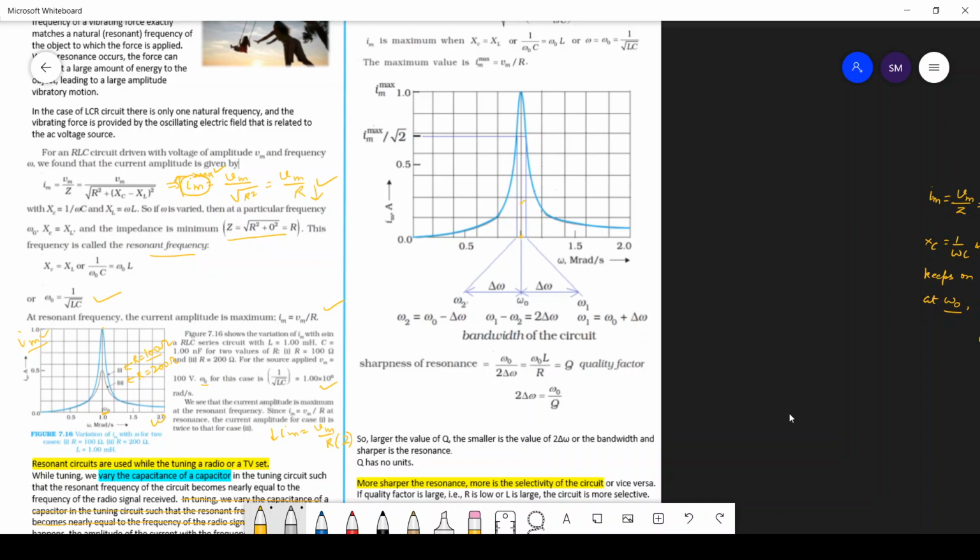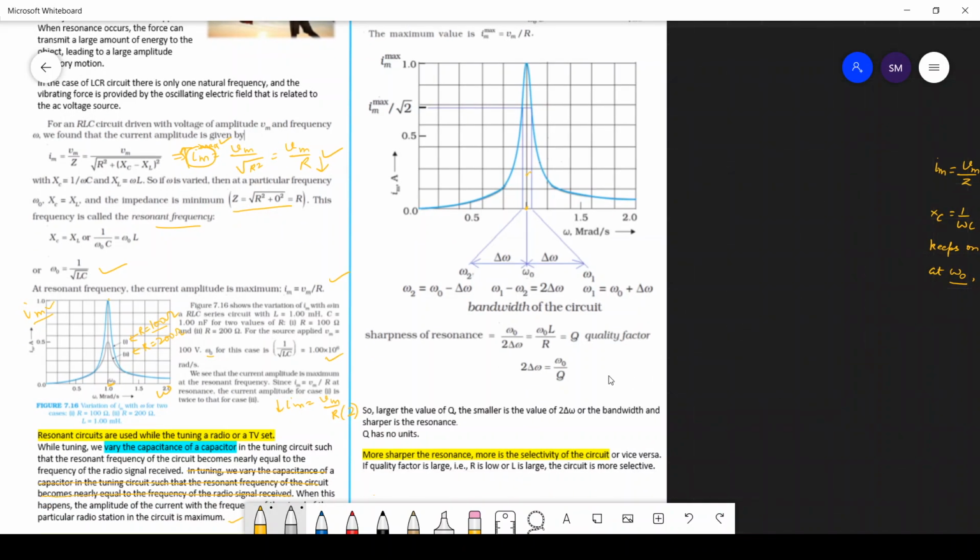What is the sharpness of resonance? Or you can say quality factor, or you can say selectivity of the circuit. All these three are the same thing. Sharpness of resonance is the ratio of omega naught upon 2 delta omega.